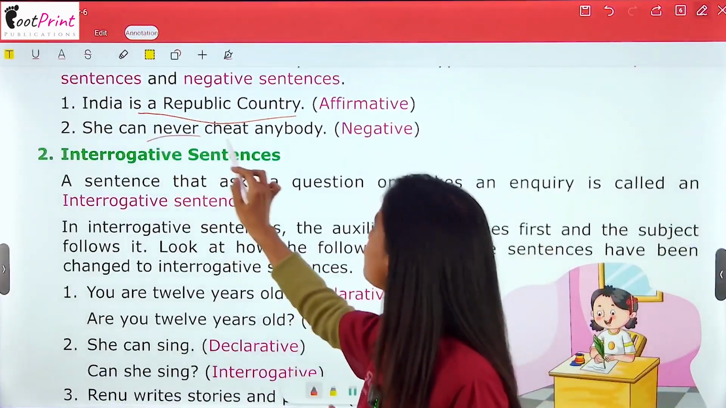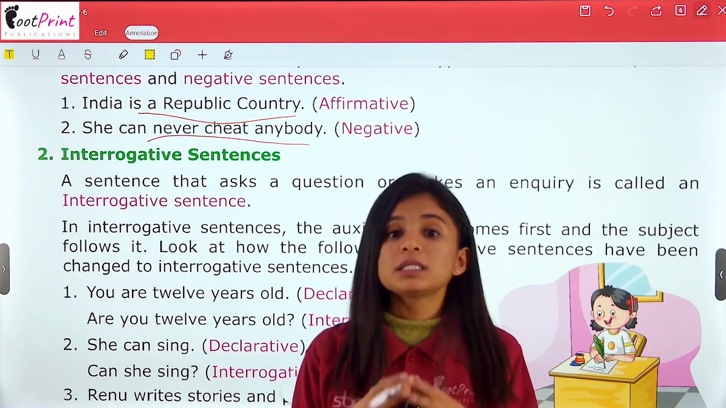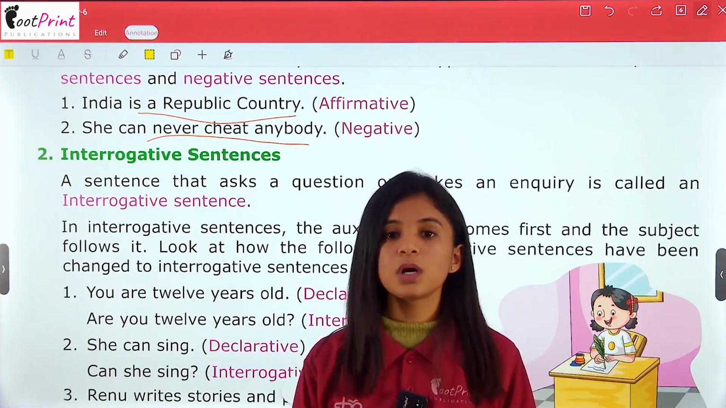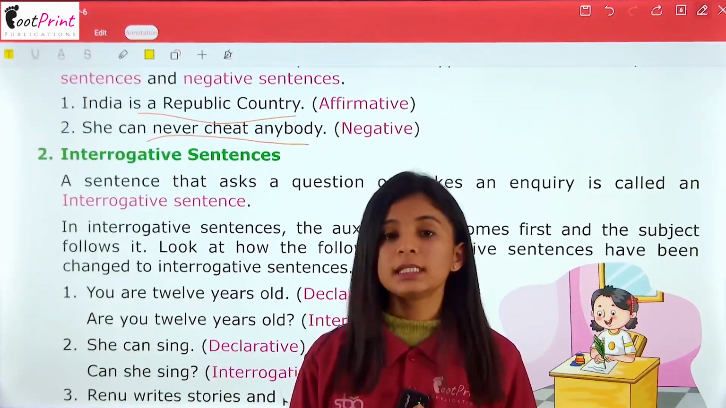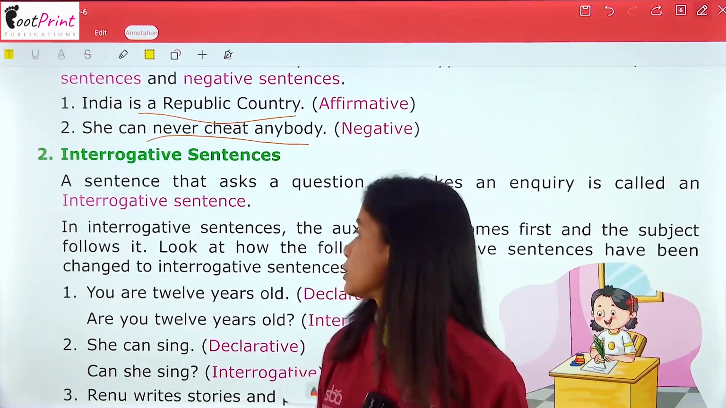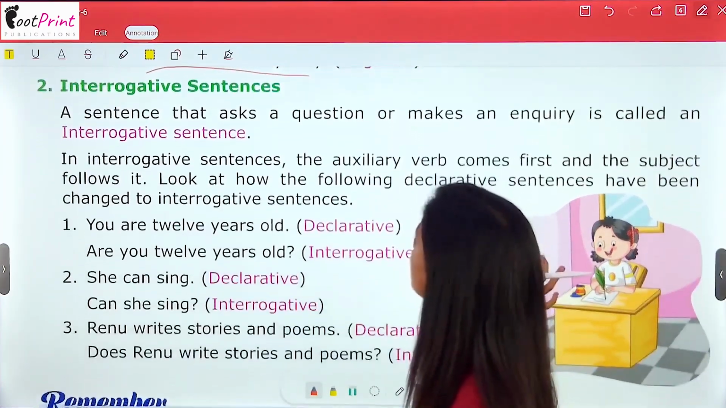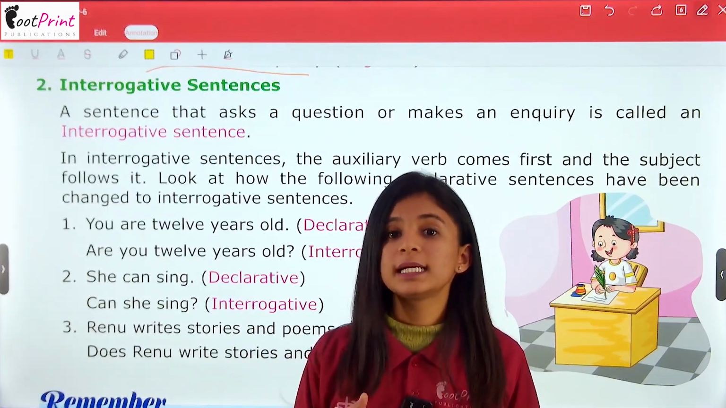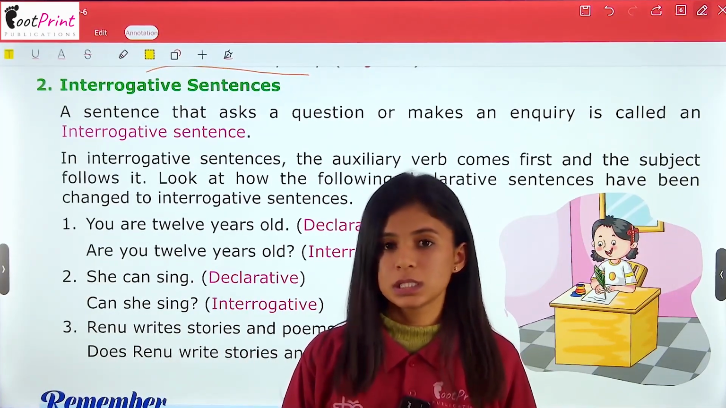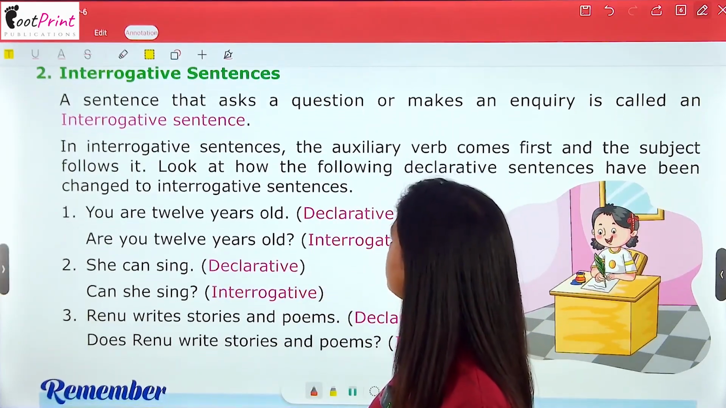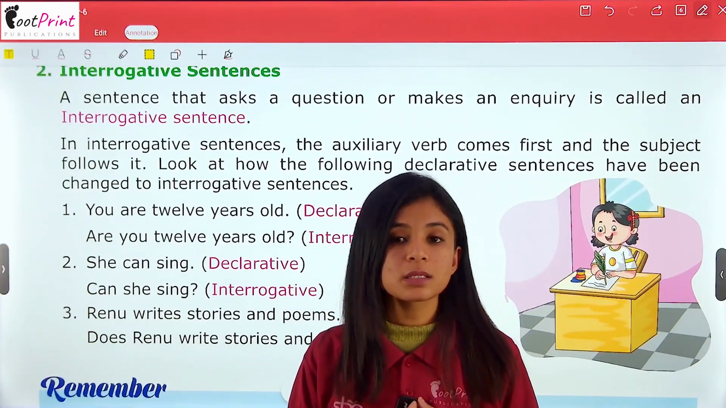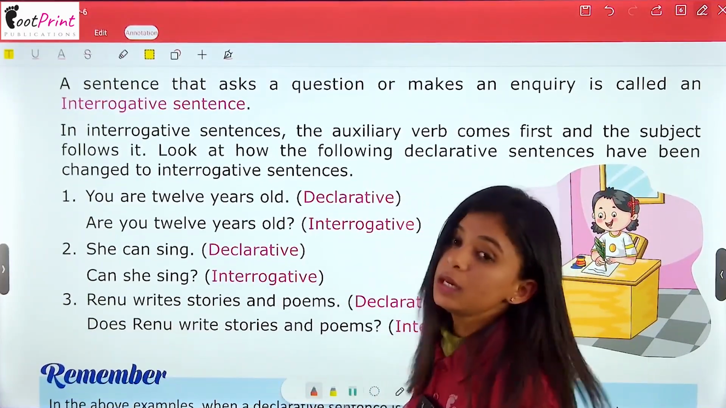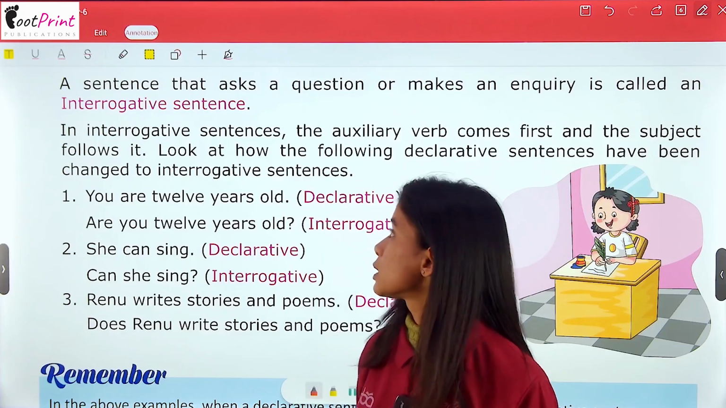Next is, she can never cheat anybody. So this is declaring something about a person, that she can never cheat. So this is also a declarative or assertive sentence, that is telling you a statement. Next is interrogative sentences. Like we can understand with the name only, it is going to ask questions in the sentence, right? A sentence that asks a question or makes an inquiry is called an interrogative sentence.